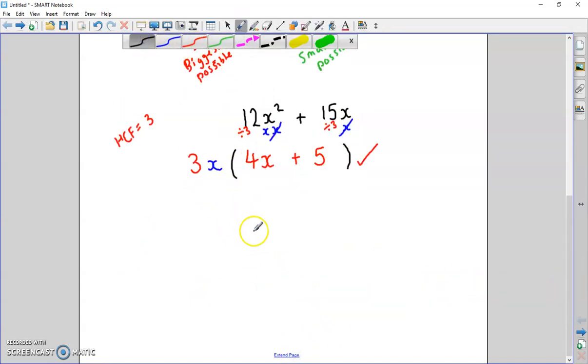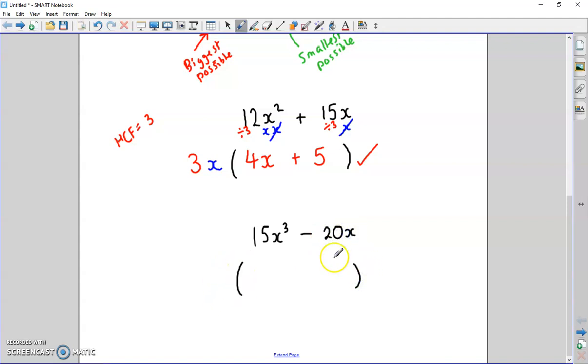Let's have a look at another one. So if we went for 15x cubed this time, take away 20x. Looking at the numbers first then, 15 and 20, the highest common factor is 5. So we'll have a 5 at the front, and we will be dividing by 5 in a minute. Now with the letters, let's have a look.